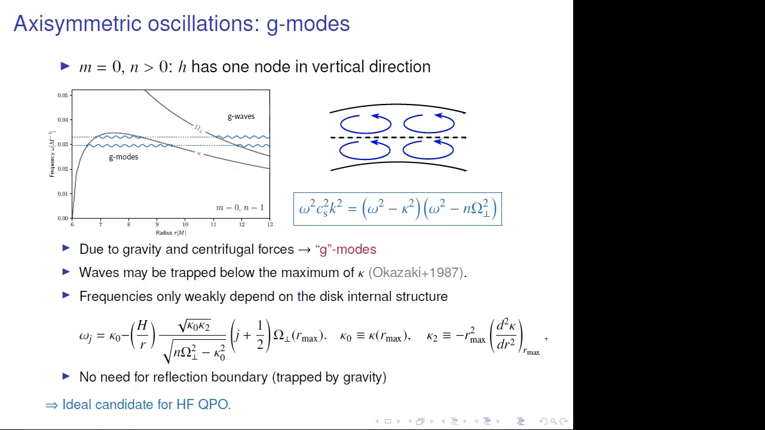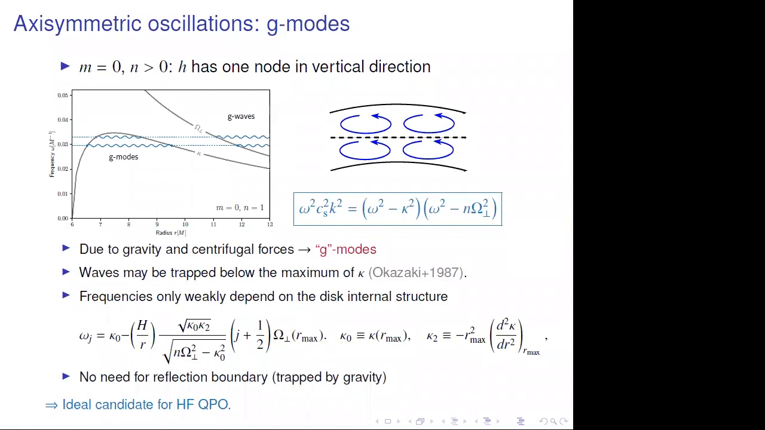And what is the very nice fact about these modes is that, since this is a forbidden region for them, you can trap them just below the maximum of the radial epicyclic frequency, right? You don't need any reflective boundary, nothing. They are just trapped basically by strong gravity, by the fact that the radial epicyclic frequency is non-monotonic. So that was a very strong candidate for these QPOs, because this frequency is given just by the mass of the black hole, or the spin of the black hole, something which is not changing.